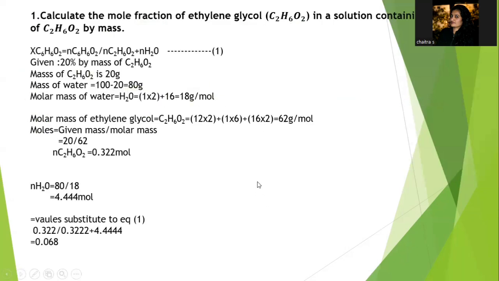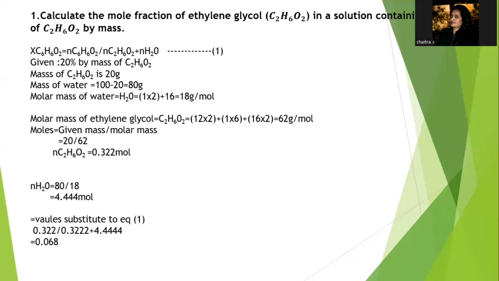Okay, next one is the problem. Calculate the mole fraction of ethylene glycol, C2H6O2, in a solution containing 20% of C2H6O2 by mass. Here they are given 20% by mass of C2H6O2. Here the equation is the mole fraction of C2H6O2 equals n of C2H6O2 divided by n of C2H6O2 plus n of H2O. This is equation number 1.